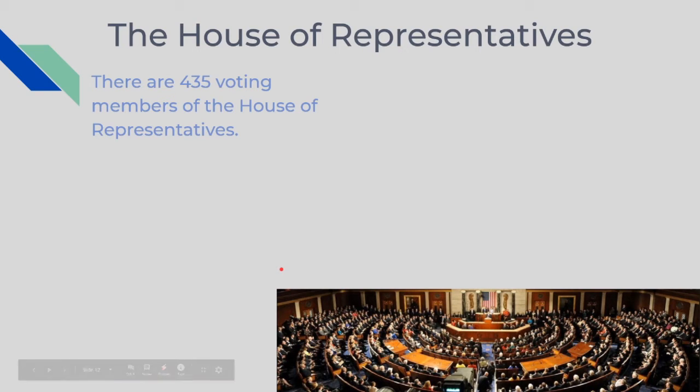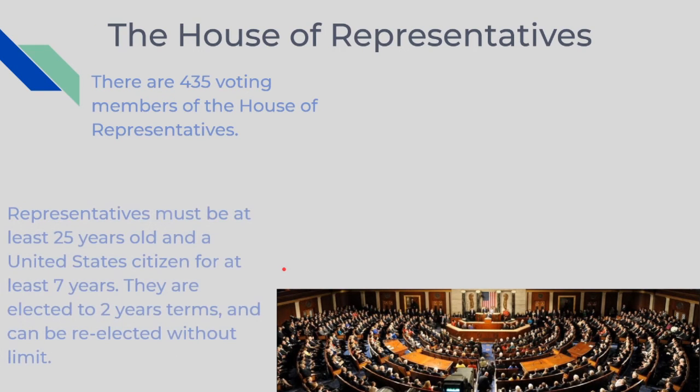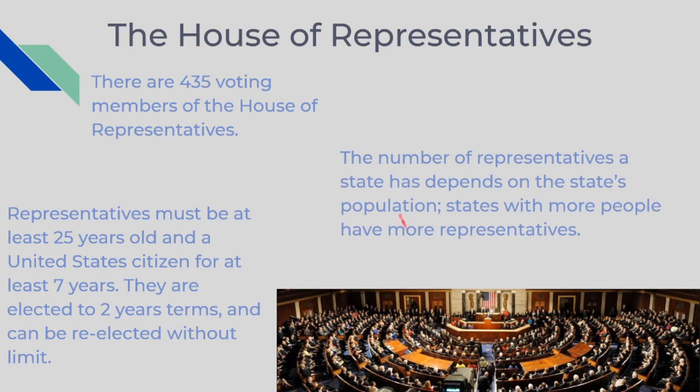These representatives are not divided evenly among all the states. Some states have more representatives than others. The number of representatives that a state has depends on the state's population. States with more people have more representatives. So, for instance, you have California, which has the most people in it. They have 53 representatives. Whereas a small state like Iowa, we only have 4 representatives. And that's based on population.